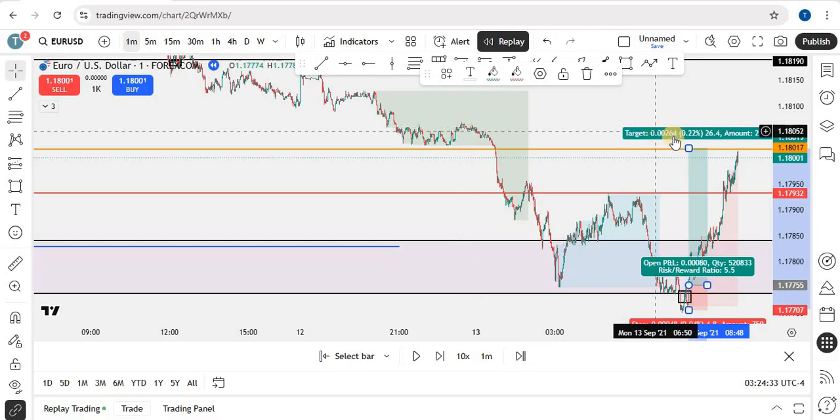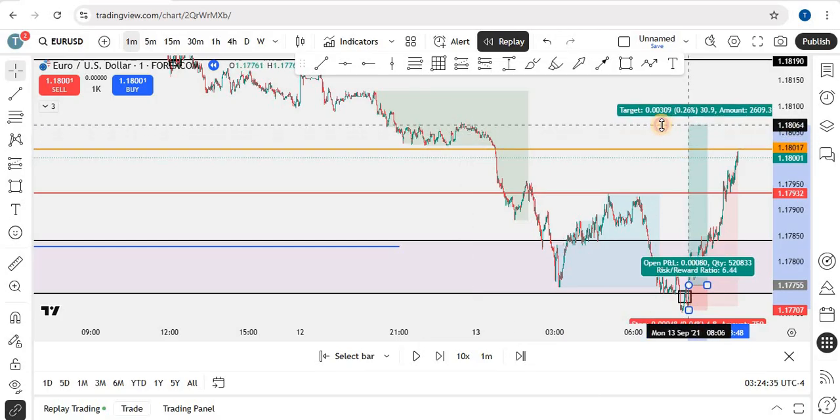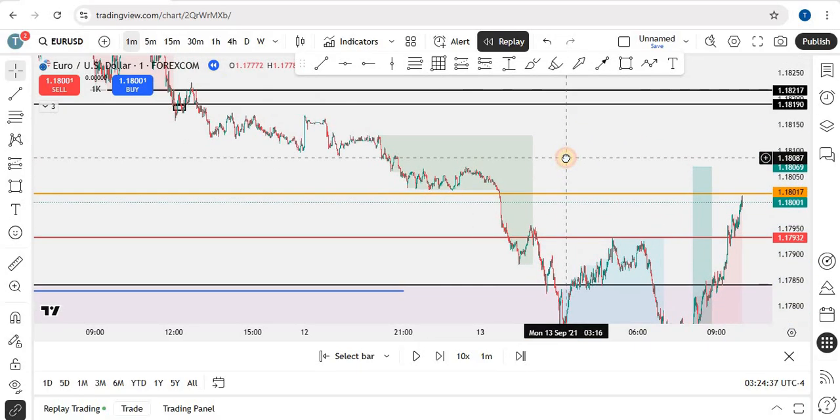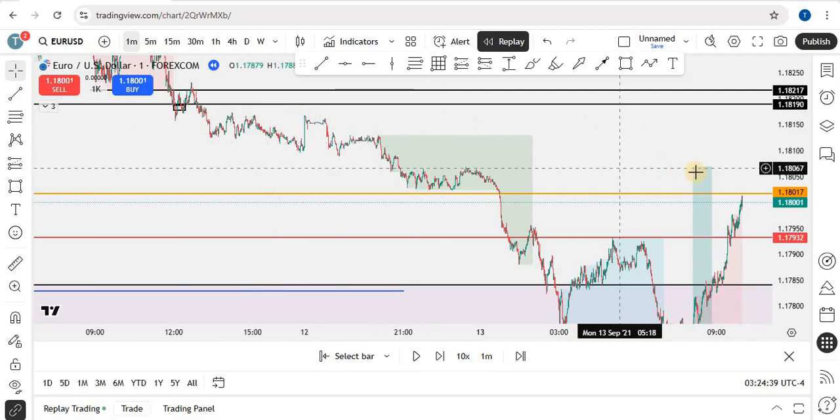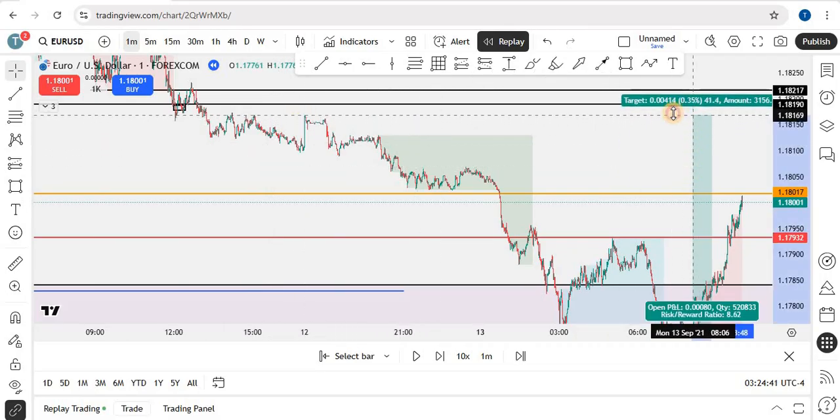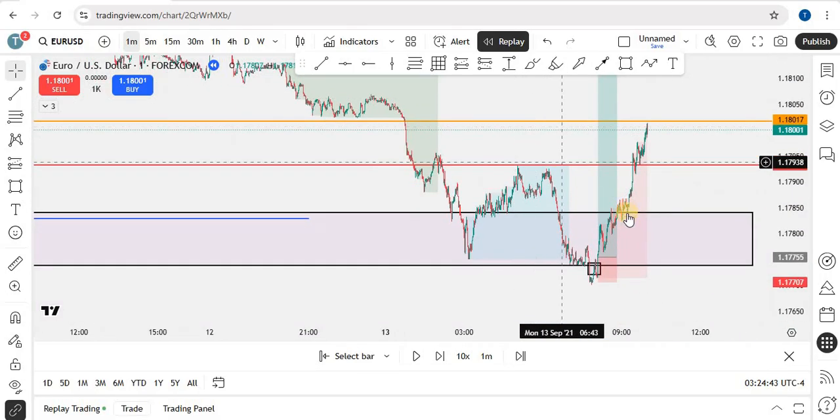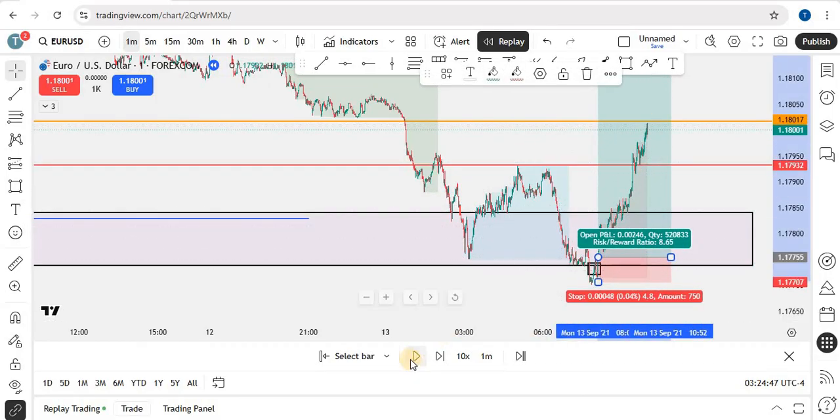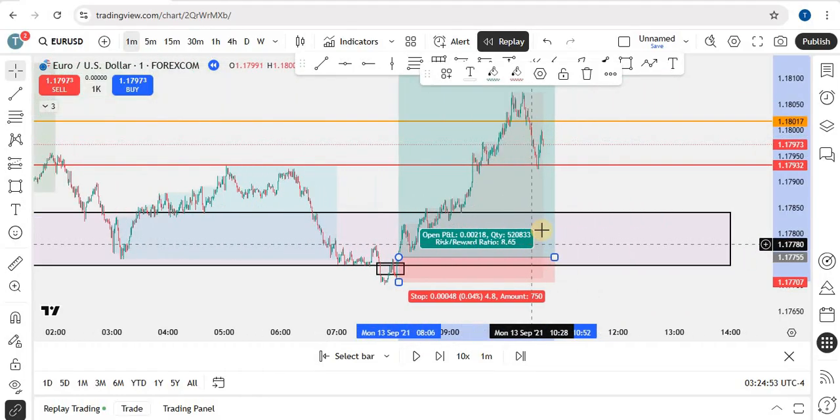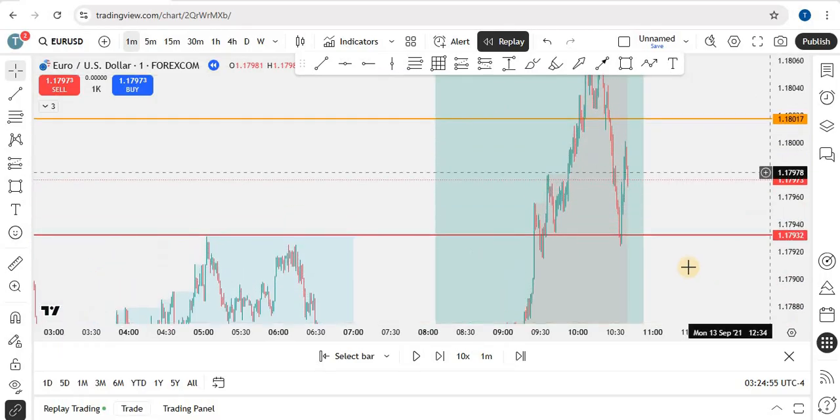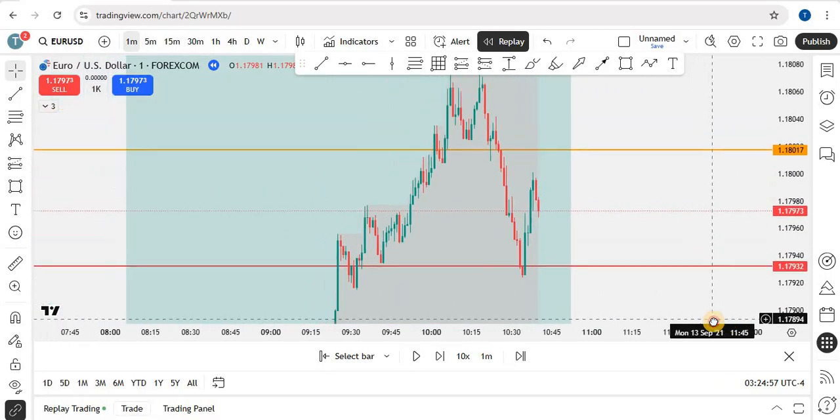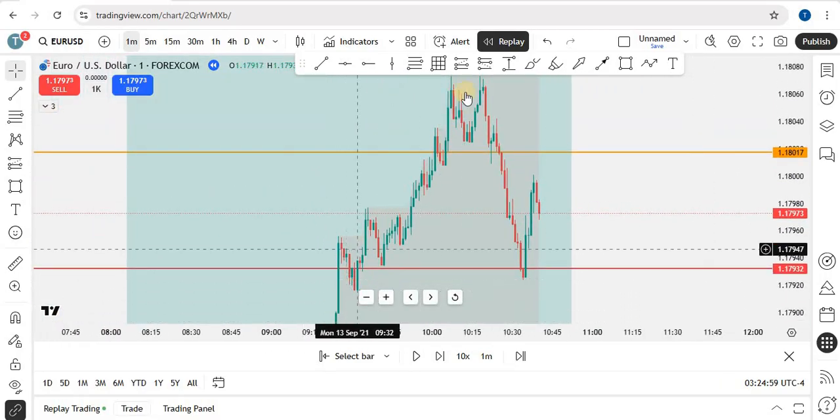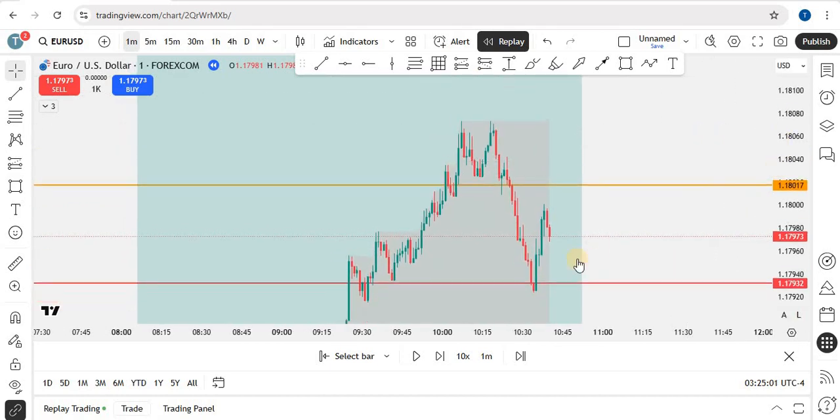Here is the liquidity, beautiful liquidity areas all the way upside. We are already in a huge profit. You will see, here is also a good thing. If we are bullish, this was the low and this was the high, right?